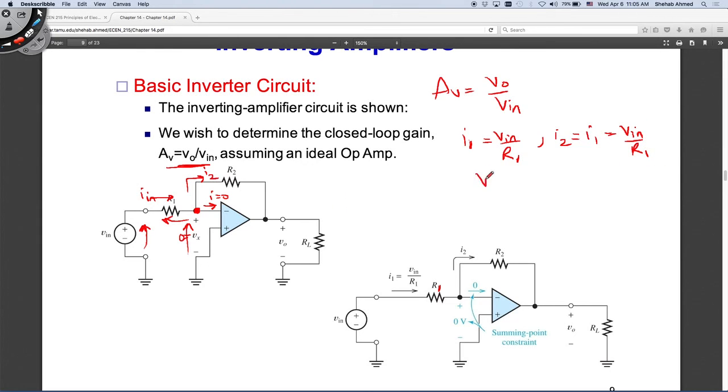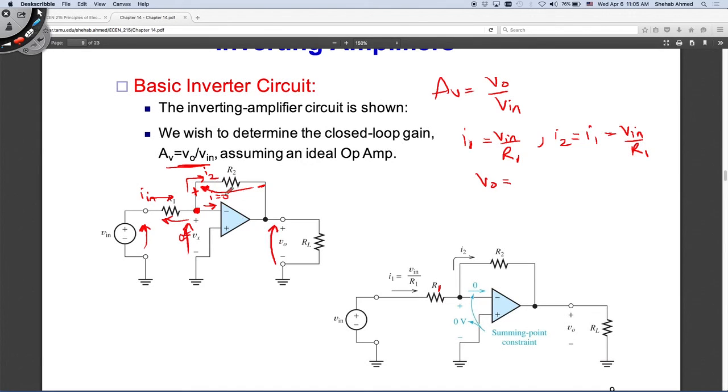How about V output? Same. This is a voltage, and there's current here, so there's a voltage drop. Remember, current and voltage drop are opposite polarities. So current flows from the positive to the negative voltage potential, right? So V output plus this voltage, and this is 0.